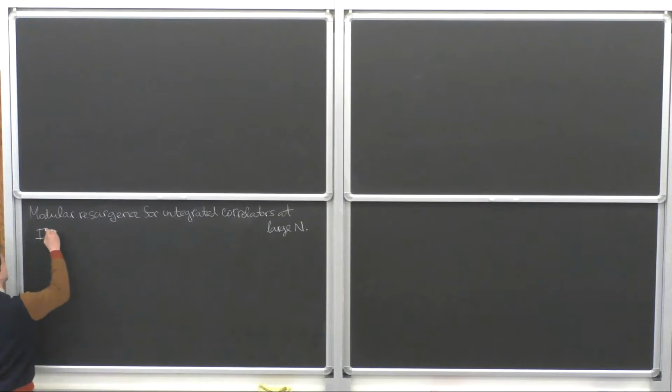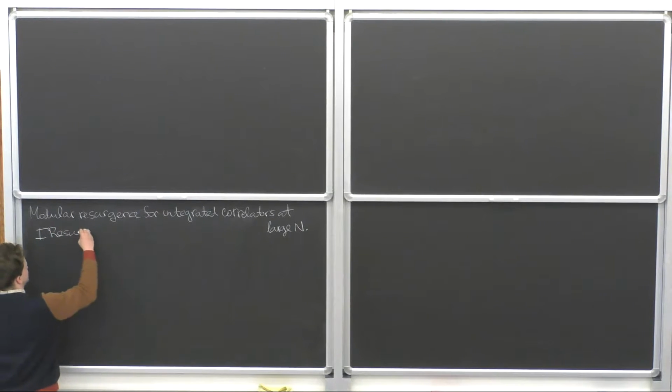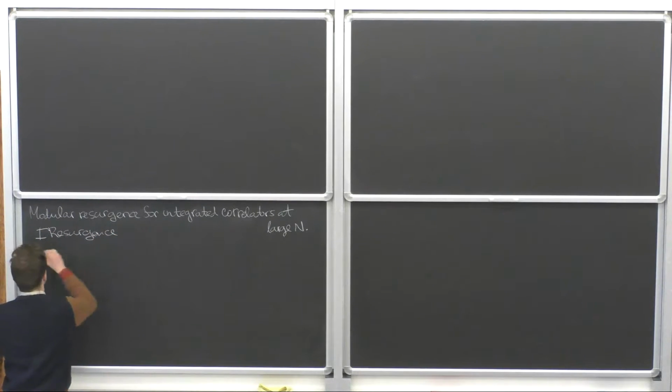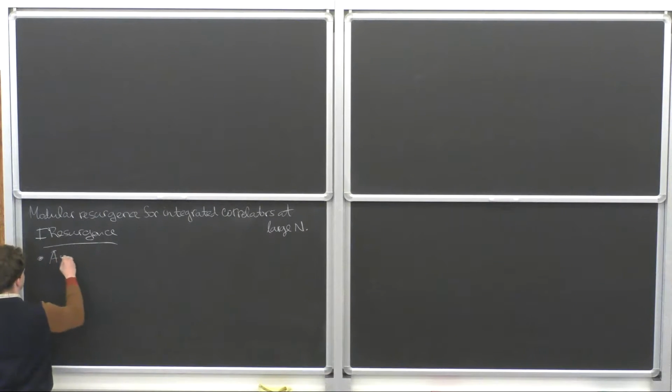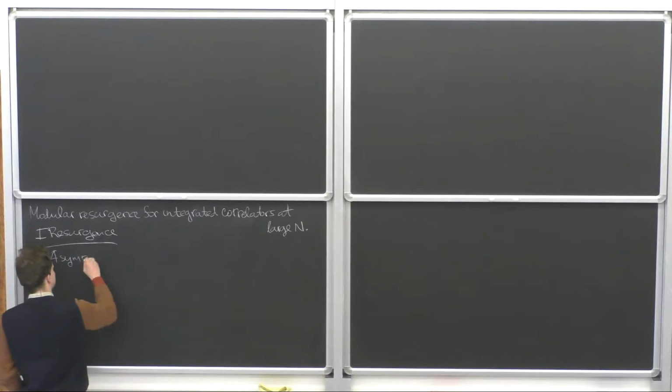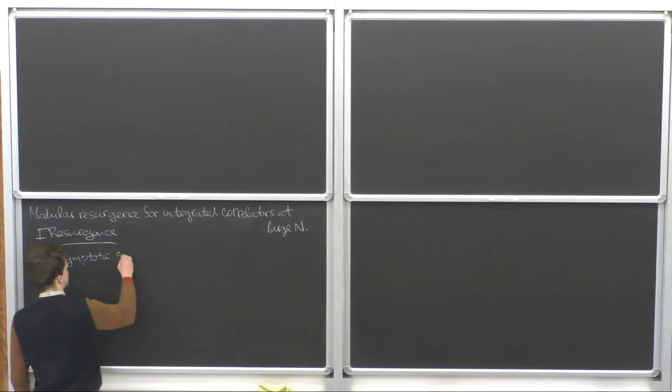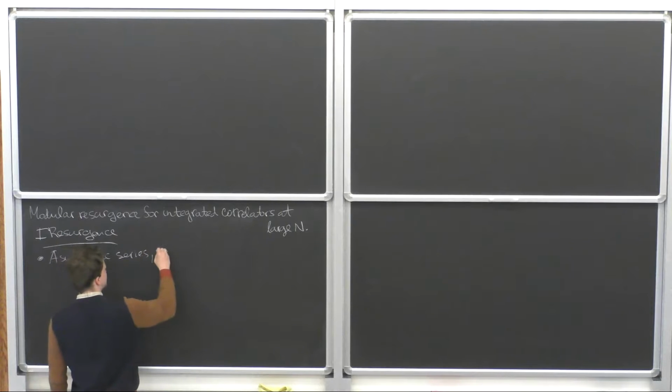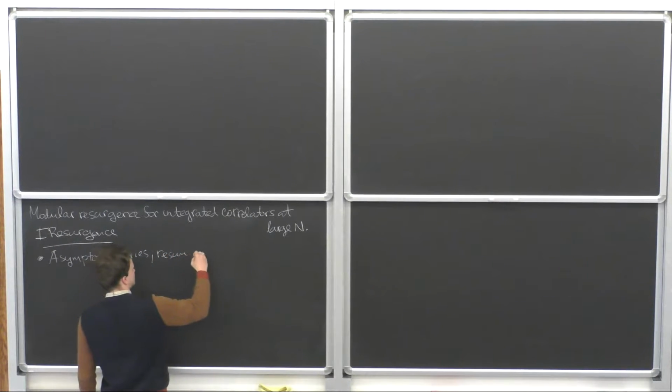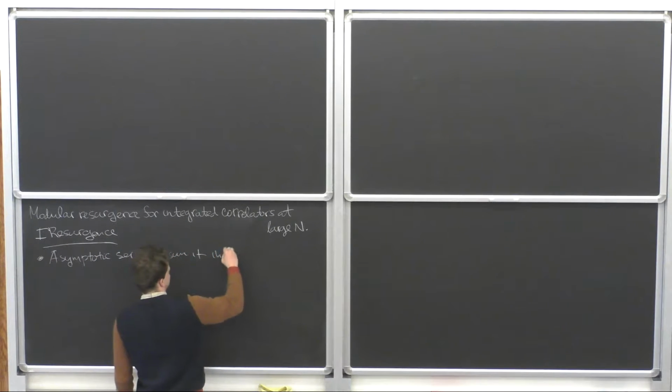So in the first part, I really want to talk about just standard resurgence. The main idea behind resurgence is, of course, that we have some kind of an asymptotic divergent series, and we want to resum it into an analytic function.